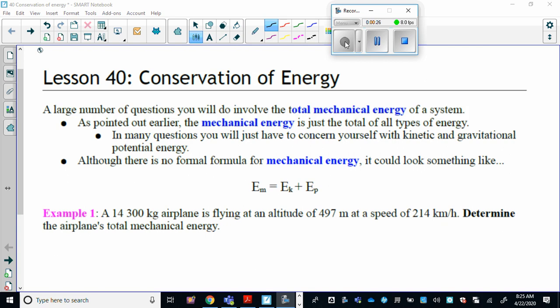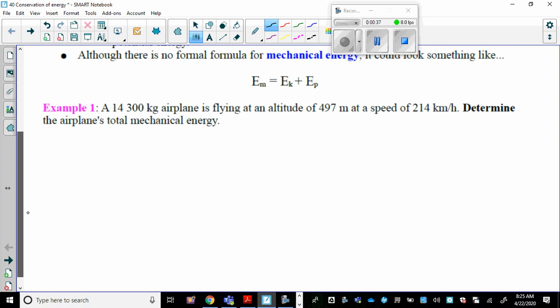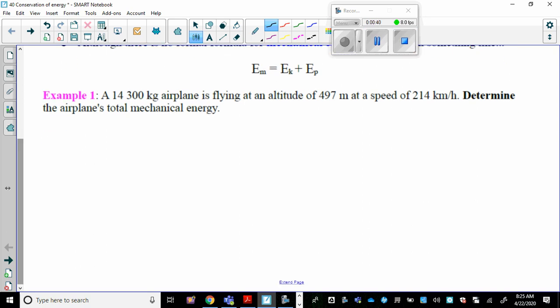So in this first example, we've got an airplane flying at this altitude at that speed, and we want to determine the total mechanical energy. Just to get ahead in the lesson a little bit, conservation of energy says if the plane has this amount of mechanical energy at this given point, and let's say I turn off the engines and the plane starts to plummet towards the ground, it will always have that amount of mechanical energy. As it plummets, its velocity is going to increase, therefore its kinetic energy will increase, but its potential energy will be less because it's closer to the ground. But if you add those together, they will always equal the same amount of mechanical energy.